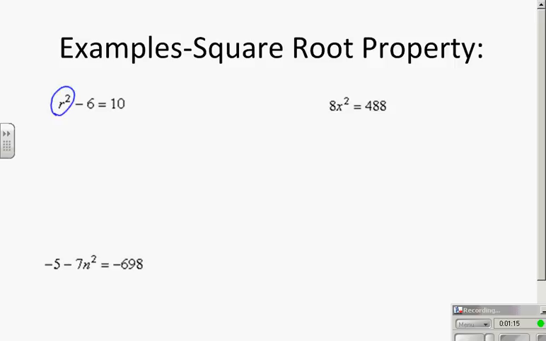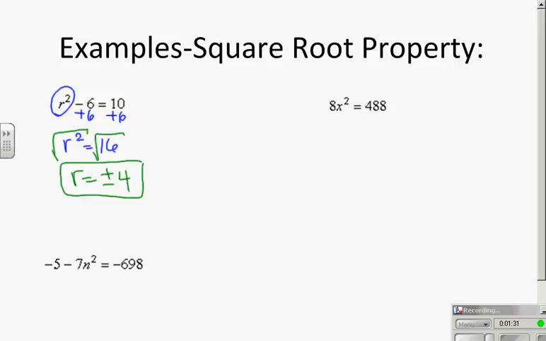Notice I only have an x squared. So I'm going to add 6 to both sides. r squared equals 16. Take the square root of both sides. r is plus or minus 4. And there are your two answers.